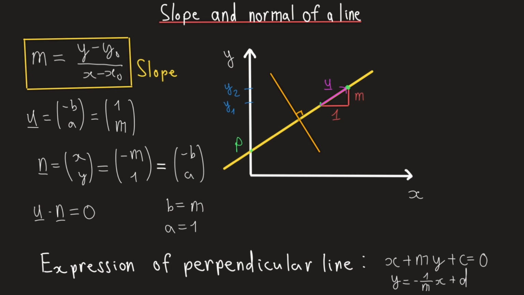To summarize, what we have shown is that if we have a line, let's call it L, with slope m, then a line that is directly perpendicular to our line L, let's call it L prime, will have a slope that is the negative reciprocal of the slope of L. In other words, negative 1 over m.